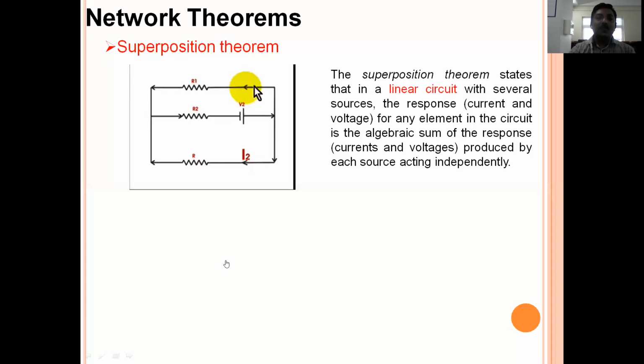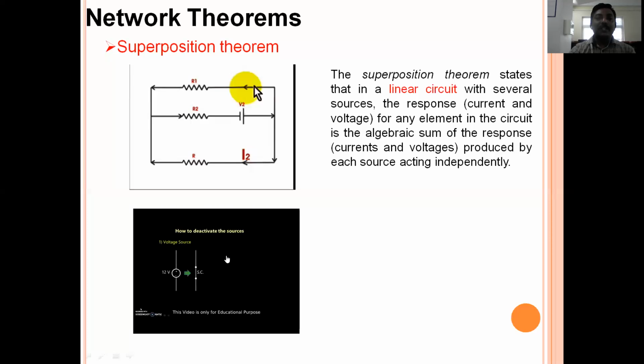Let us first see how we can deactivate the voltage source. Here you can see a voltage source, and this voltage source can be deactivated by replacing it with a short circuit. In a short circuit, the voltage does not exist. So a voltage source can be deactivated by replacing it with a short circuit.